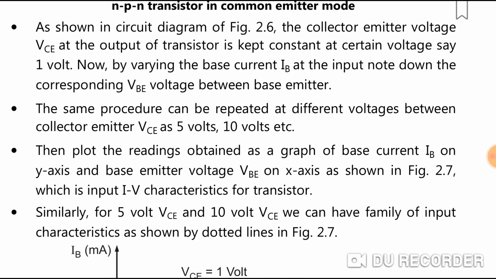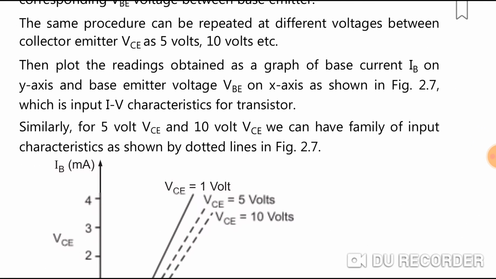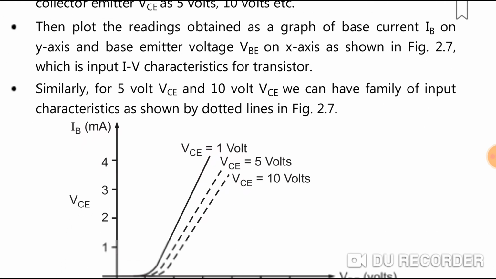Okay. The collector emitter voltage VC at the output of the transistor is kept constant at a certain voltage, say 1 volt. Now by varying the base current IB at the input, note down the corresponding VB voltage between the base emitter. The same procedure can be repeated at different voltages between collector emitter VC as 5 volts, 10 volts, etc.